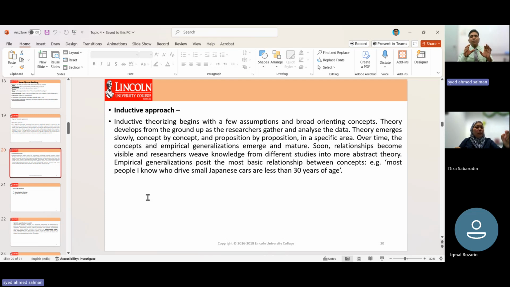In deductive approach, you already have the theory. However, in inductive approach, you do not have the theory. That is the difference between inductive approach and deductive approach. You are clear? Yes, sir.